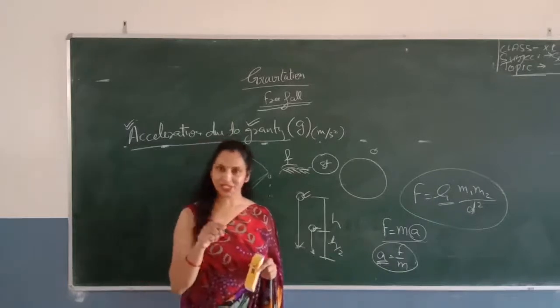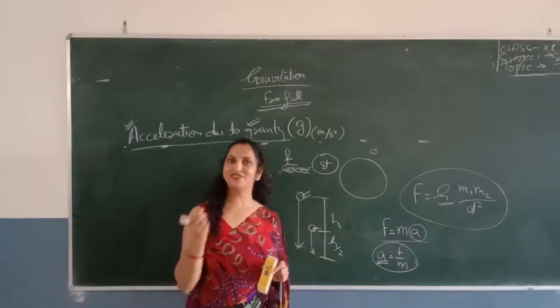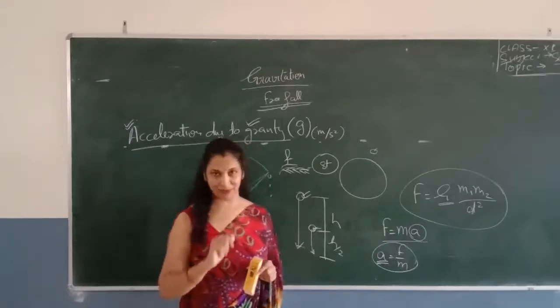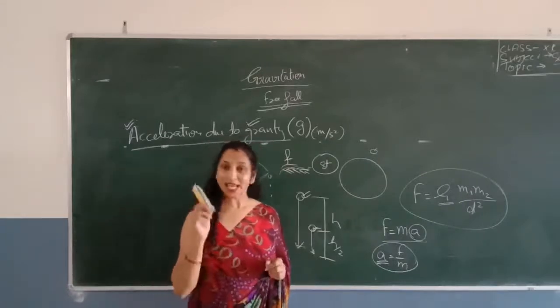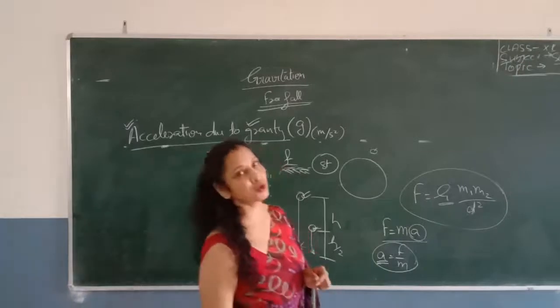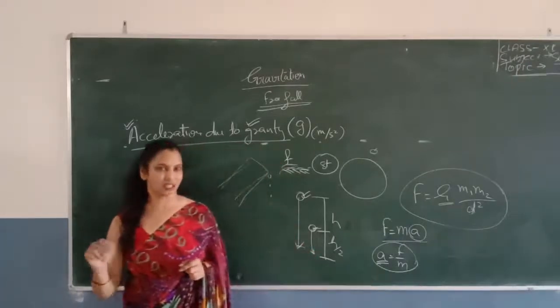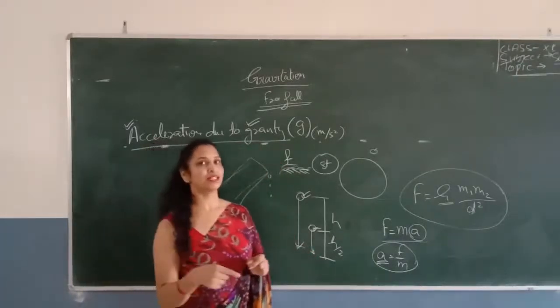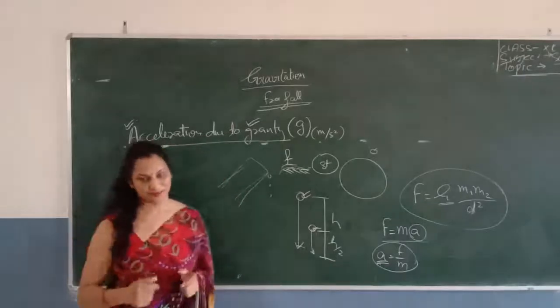It means the acceleration produced in the stone as well as on the feather is the same, is equal. So this acceleration produced in the body is called the acceleration due to gravity, since it is produced by the gravitational force of the earth.